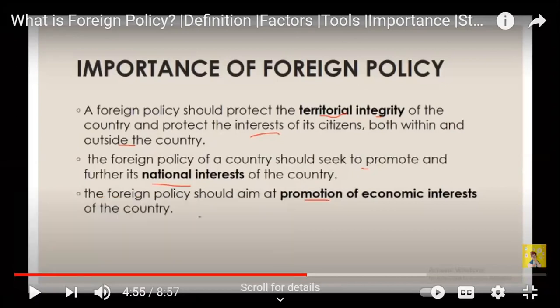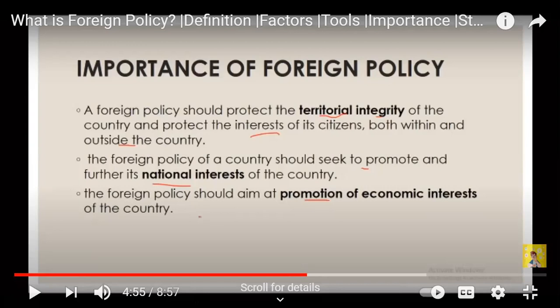For example, Egypt has its own boundary with Libya, with Sudan, and with Israel. So it has these three bordering countries, right? These three bordering countries need to respect Egypt's territory, and Egypt needs to respect their territories. This is part of foreign policy. Another one is national interests, the national interest of the country.